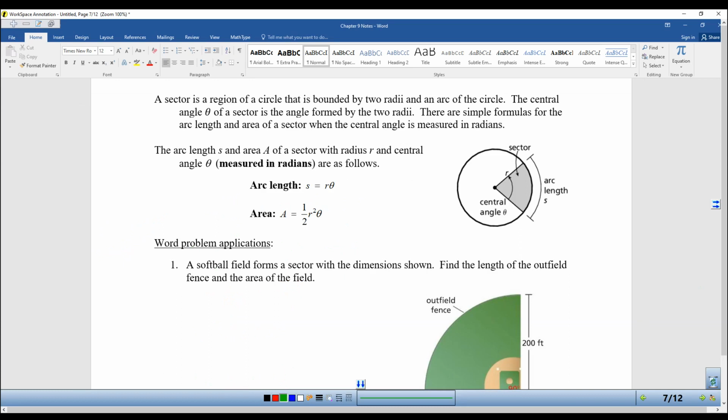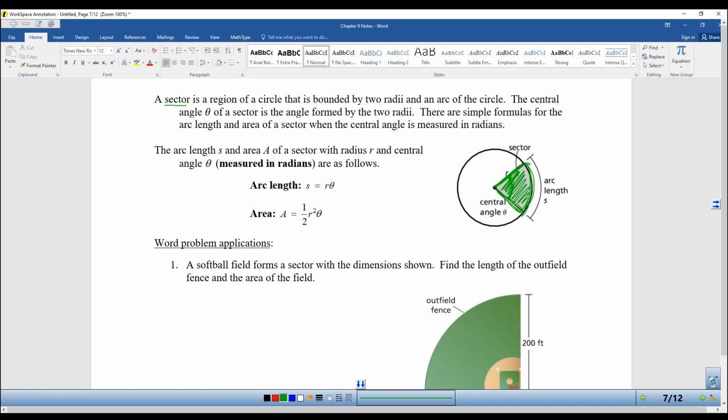So there are lots of word problem applications for this concept. The first is how to find the area of a sector. A sector is a region of a circle that is bounded by 2 radii and an arc of a circle. The central angle of the sector is the angle formed by the 2 radii. So we call this the central angle. Here's one radius, here's the other radius, and then this is the arc length. So if you encapsulate that whole thing, you get this.